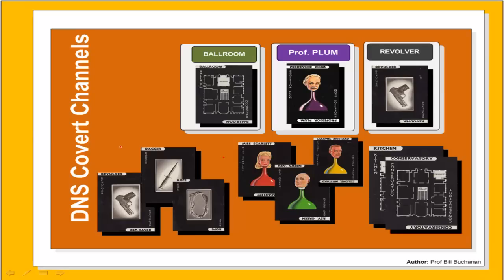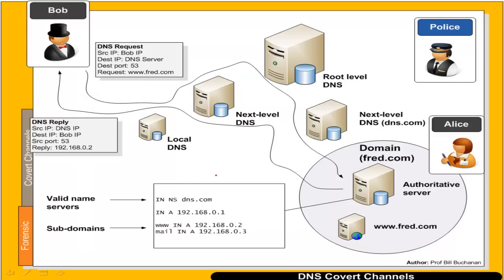Another form of covert channel is a DNS covert channel. In this case, Bob and Alice are communicating through DNS requests, and someone might be monitoring it, but their exchanges can go unnoticed. So in this case, Bob makes a request to a DNS server and requests thread.com.